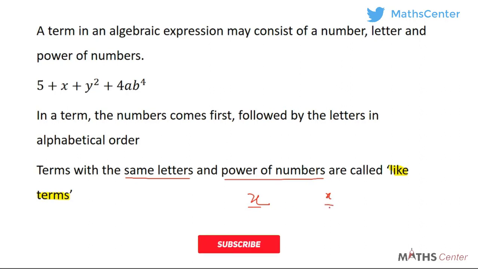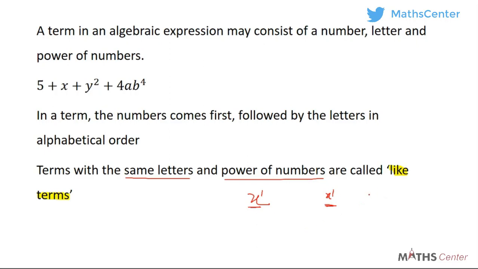The letter here is s, the letter here is also s. Now s here is written with no power on top, which means that it's raised to the power 1. Any number or letter raised to the power 1 is the same letter. This term is also written with no power, so it also means that it is raised to the power 1. Now we can see that the letter in this term here is s. The letter in that term is also s. The power of this term here is 1. The power of this term is also 1. So they have the same letters and they have the same power of numbers. So we say that s and s are like terms.